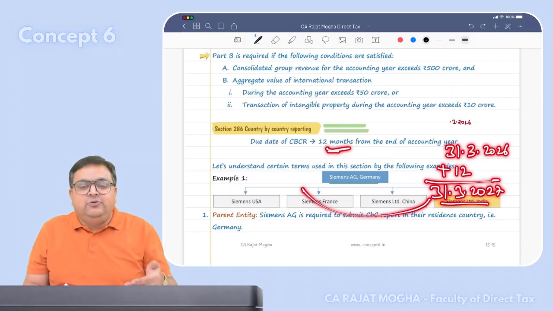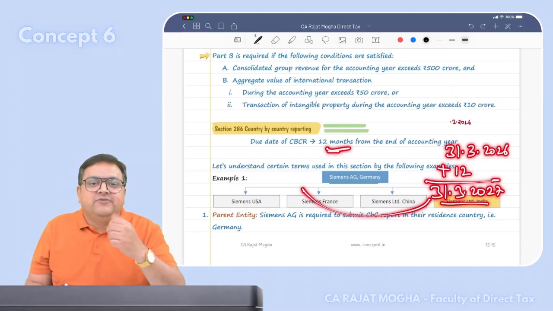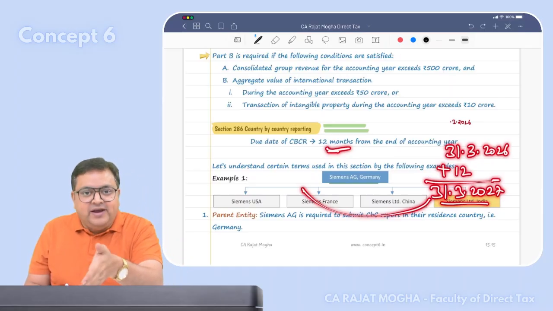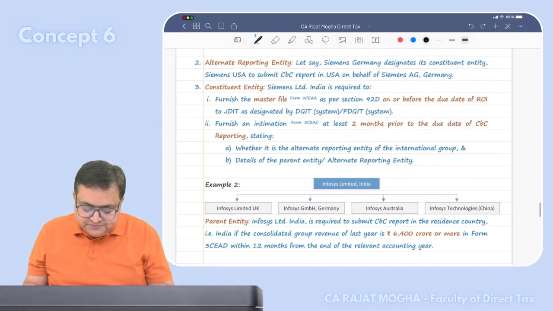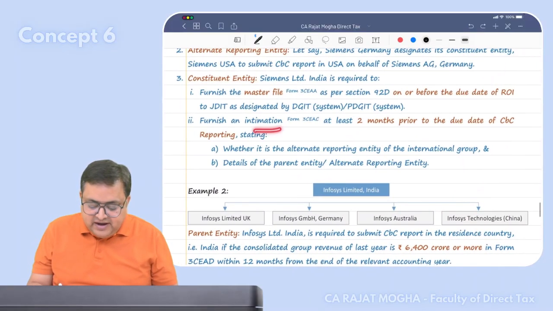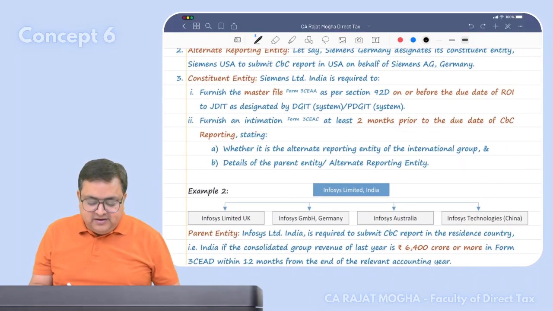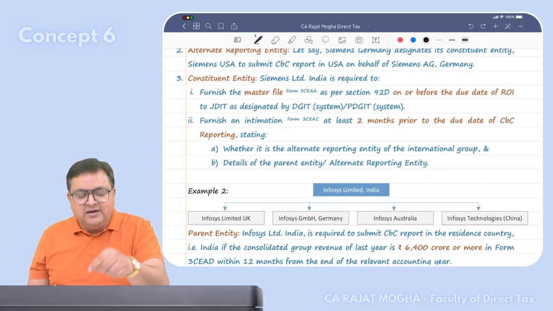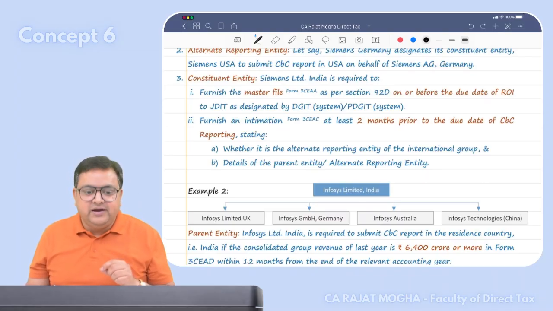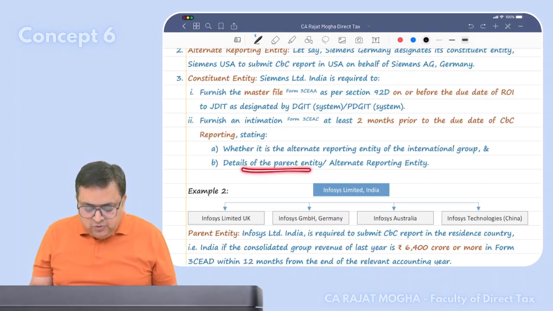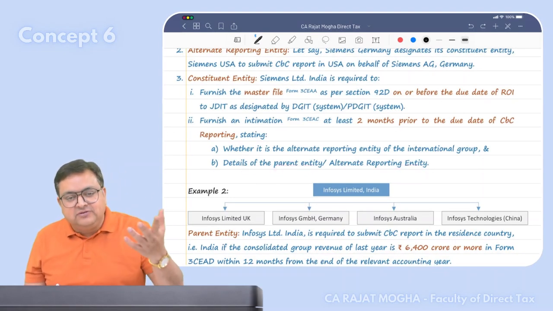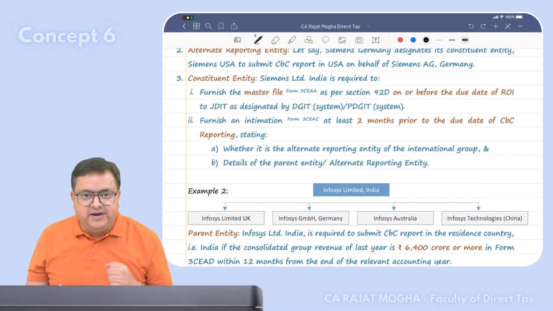So please at least tell the income tax department who is filing CBCR, whether Germany is filing, whether US is filing, whether you are filing. Please give us the information. Furnish an intimation at least 2 months prior to the due date of CBCR, stating whether you, Siemens India, are the alternate reporting entity of the international group, or the parent entity is filing, or any other entity. So please let us know 2 months before, right?